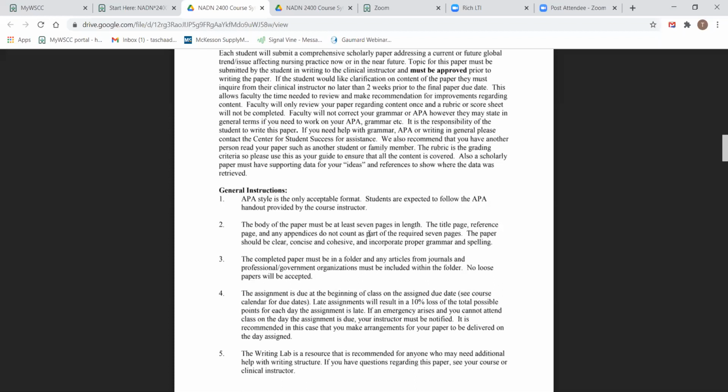You need to know grammar, APA, or writing in general. If you know that you're just not a good writer, not everybody's a good writer, we know that. We want you to seek out help. That's the idea, that you're going to seek out help through the Center for Student Success. We also recommend another person read your paper, such as another student or another family member.